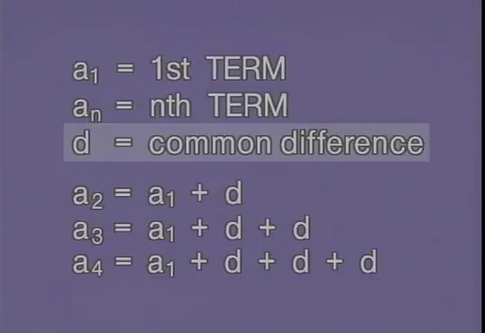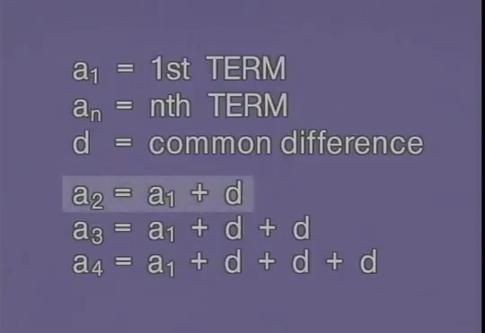What we add to A1 to get A2. What we add to A2 to get A3. And notice it shows you that on the last 3 lines in this visual. A2 is A1 plus d. Take the first term, add the common difference. A3 is A1 plus d, which gets us the second term, plus another d, which gets us to the third term. And A4 is A1 plus d plus d plus d.